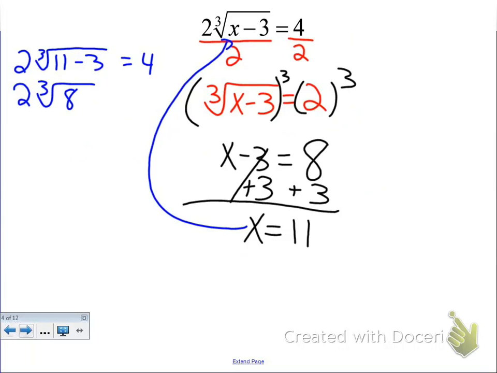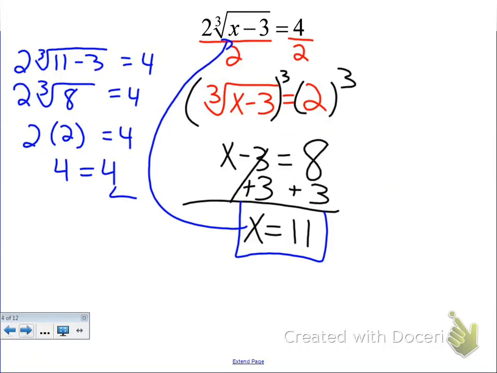11 minus 3 is 8. The cube root of 8 is 2. 2 times 2 is 4. And does 4 equal 4? Yes, it does. So that means that x equals 11.